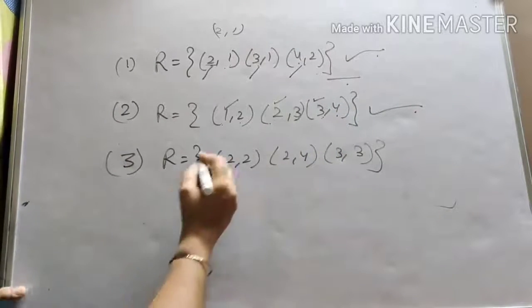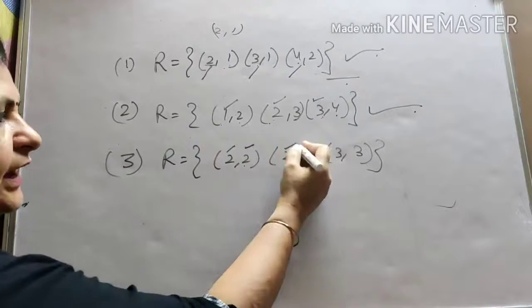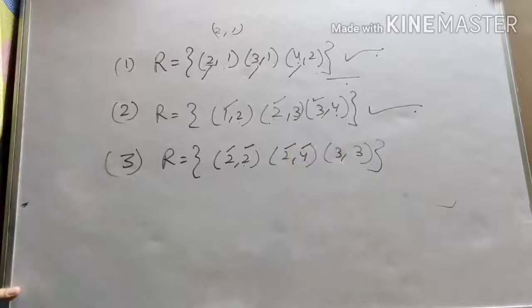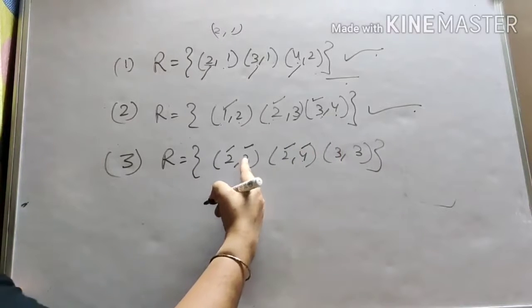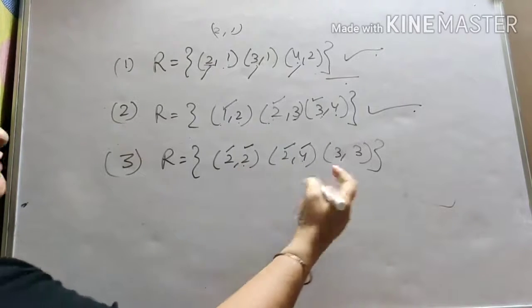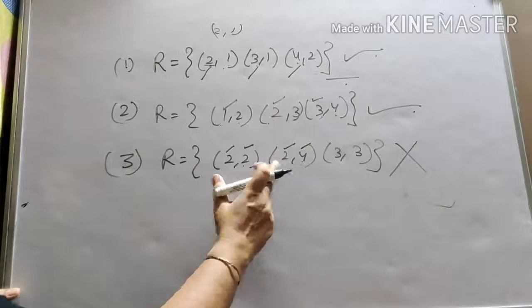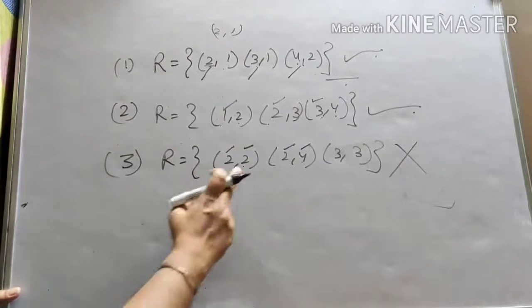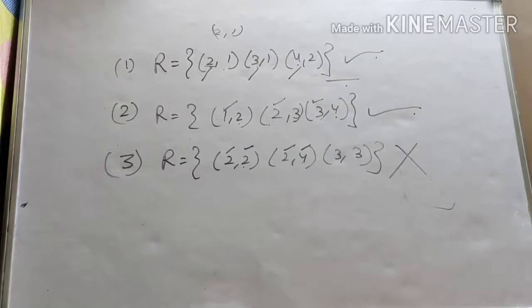Now, element 2 has one image 2 and element 2 has again one image 4. It means element 2 has two images, that is 2 and 4. Therefore, this relation is not a function because element 2 doesn't have a unique image in Y.